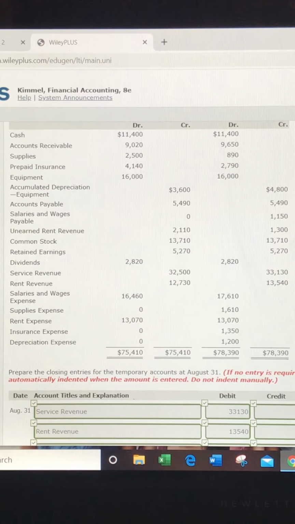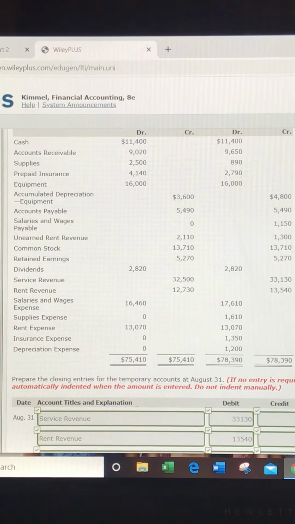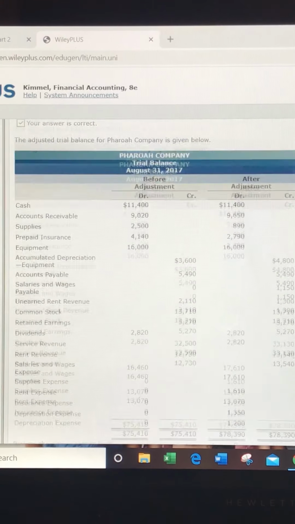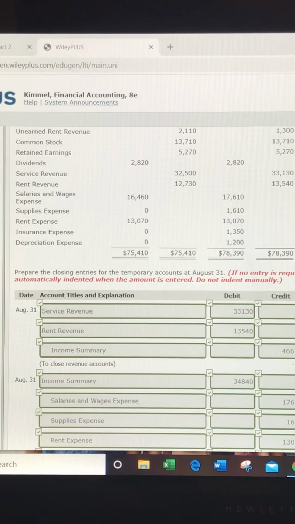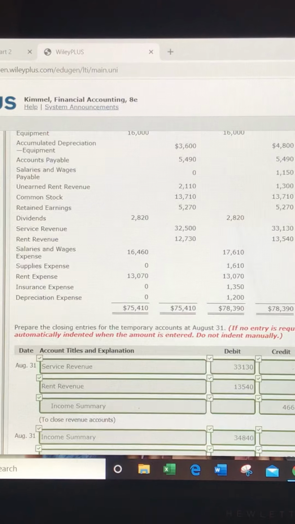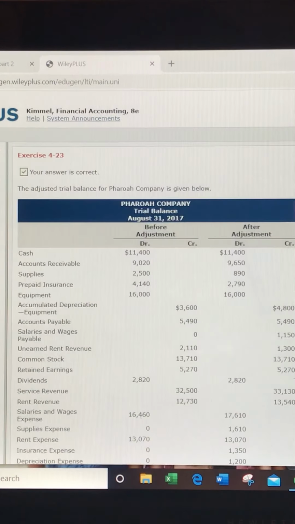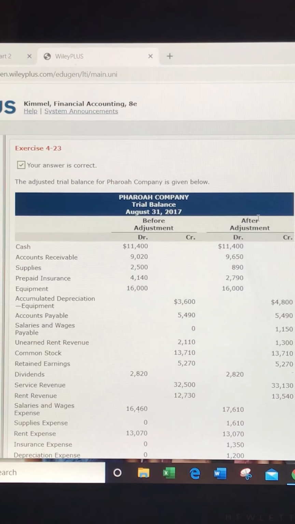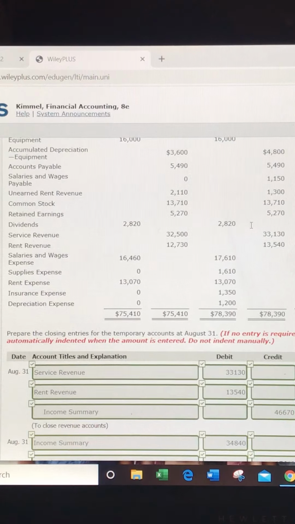So to start our assignment, the first thing we will need to do is to close out the revenue account. You will notice that we have two revenues. We have service revenue and rent revenue. Make sure for this assignment you are using your numbers from the after adjustment.